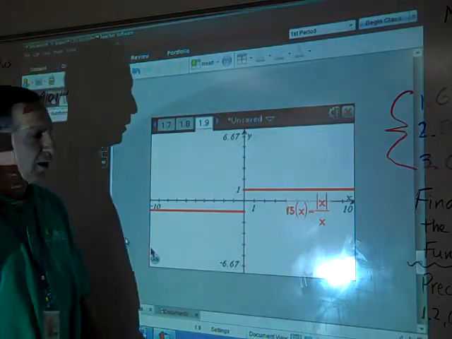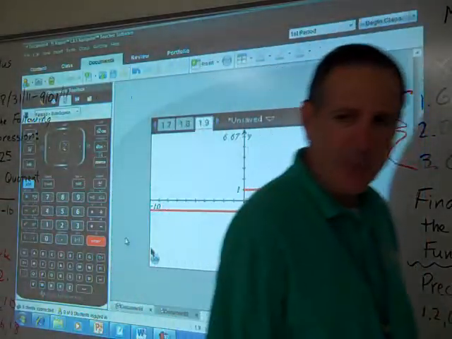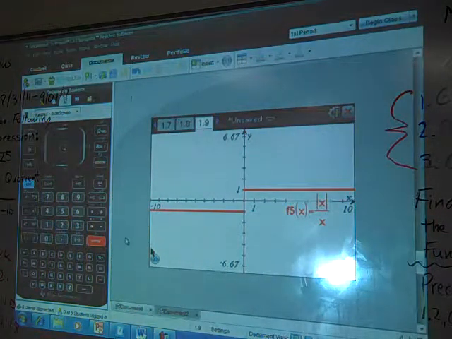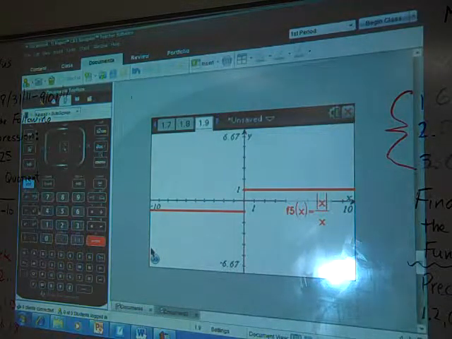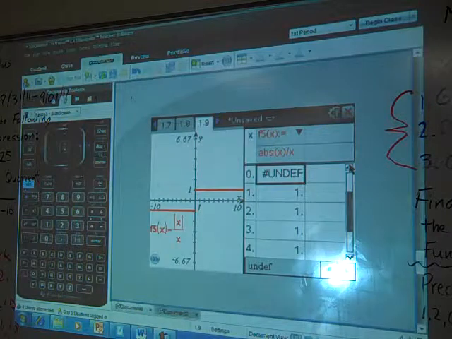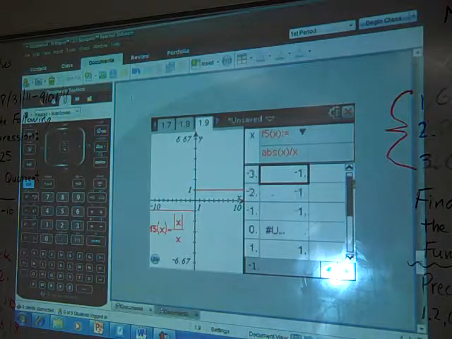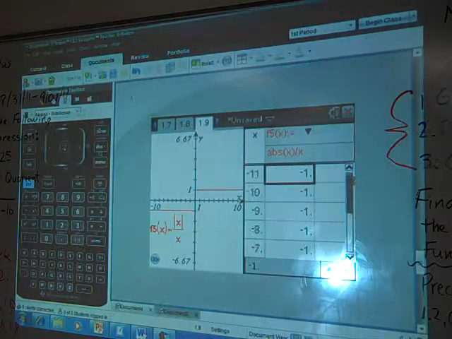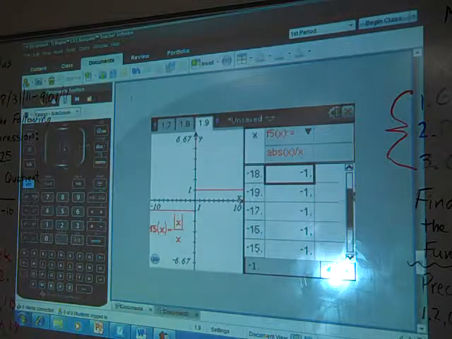And we could see, is it removable or non-removable? Where are we going to see if this discontinuity is removable or non-removable? We can go to table view, Control T. It's not removable because it's a break, really.